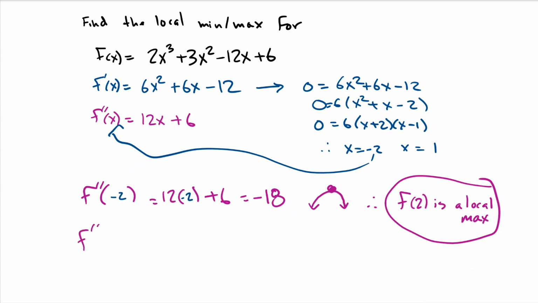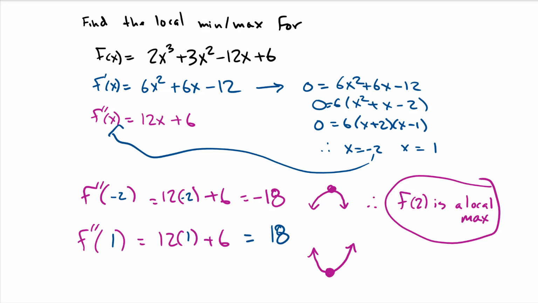Now it goes through and we're like, well, let's check the other one out. F double prime of 1. We plug that thing in. We're like, well, that's 12 times a positive number plus another positive number. This just becomes positive 18. So that means this thing must be concave up. It must be holding water.